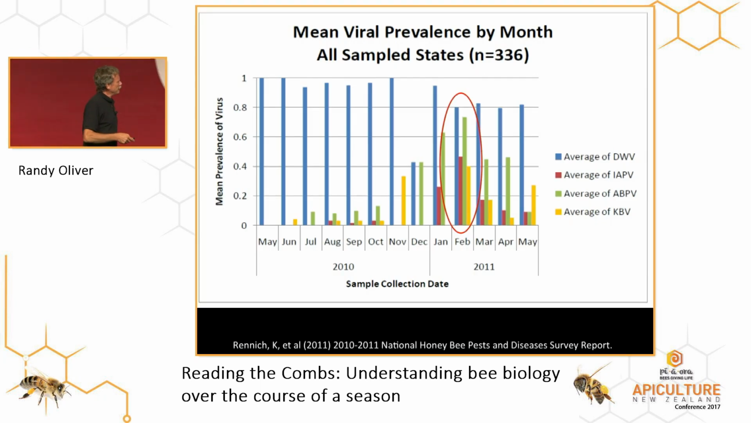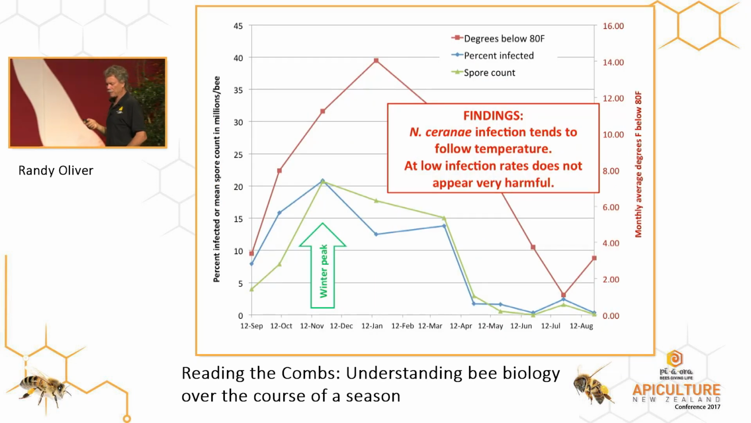And then what you start having is, these are different viruses. This is deformed wing virus, which usually decreases during winter because you don't have much mite reproduction. But the paralytic viruses start to build up typically midwinter. And again, they're a problem with nosema.